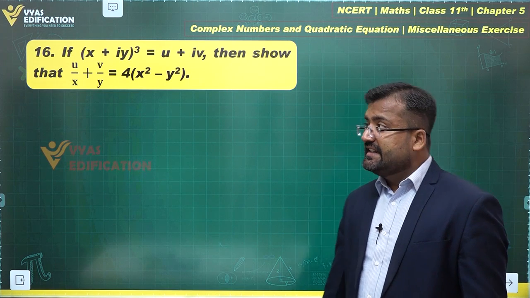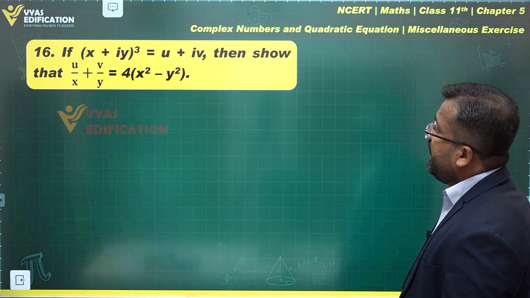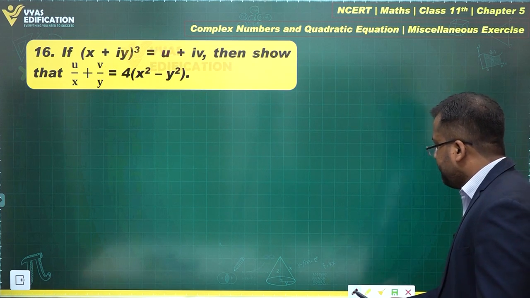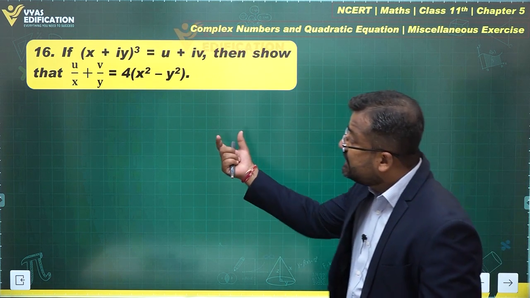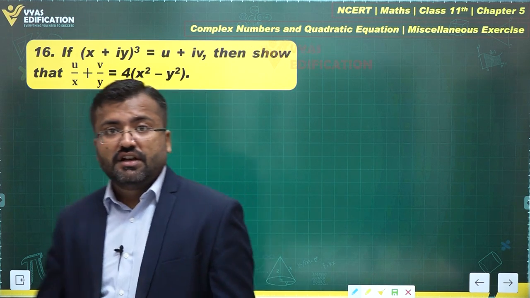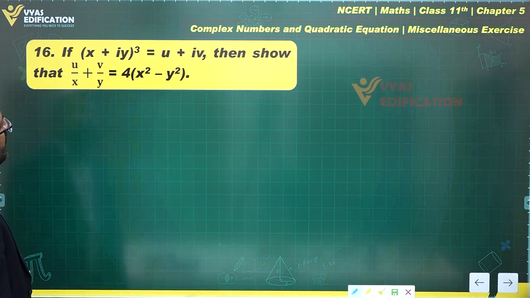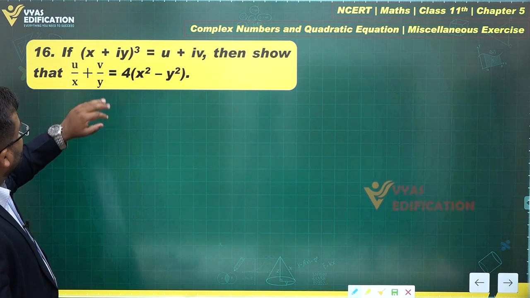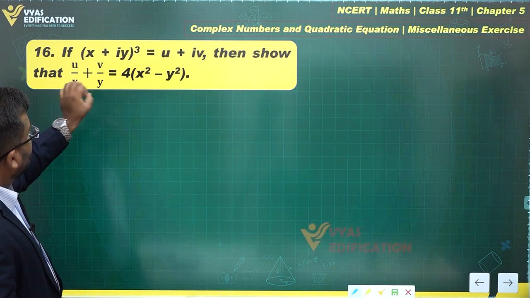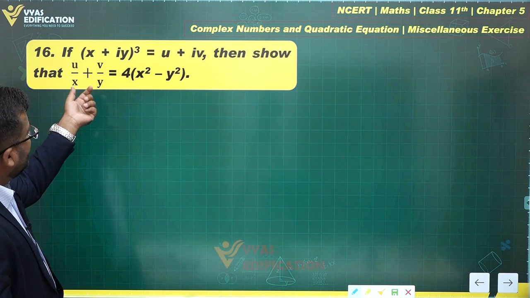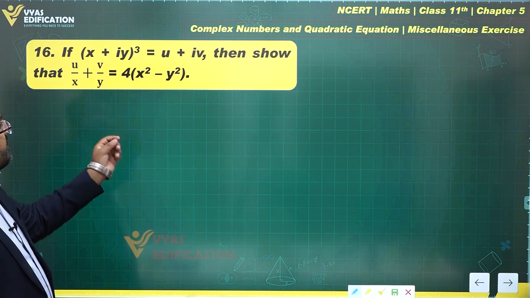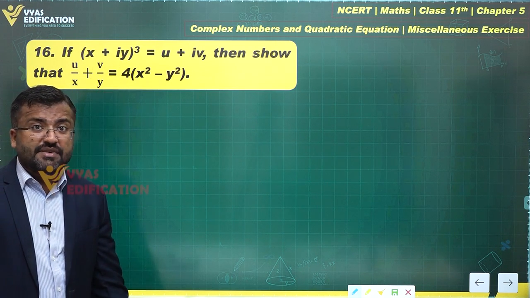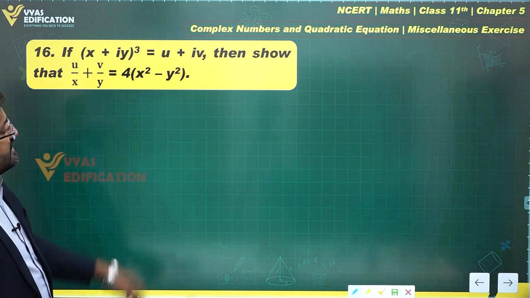Let us take a look at this one. If (x + iy)³ = u + iv, then show that this expression equals this expression. Now, how do we go about approaching this one? If we take a look at u, v, x, y, the u and v are in products and in addition and subtraction with these x and y terms, present in the LHS of the given expression, right?